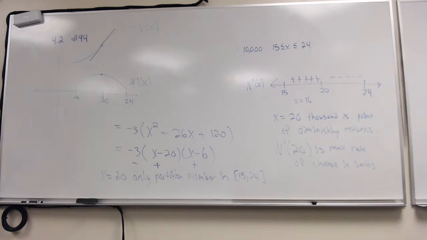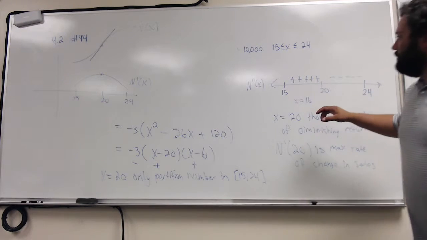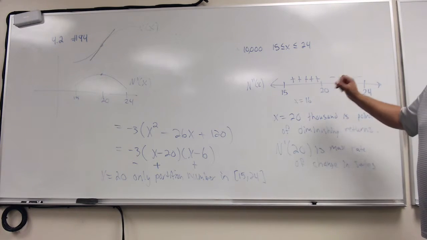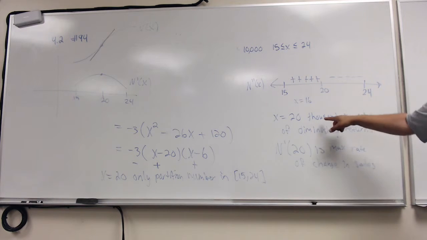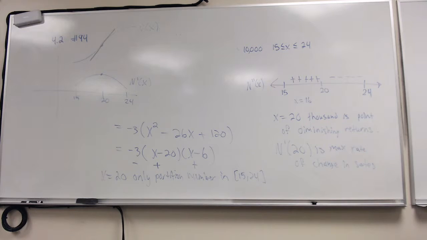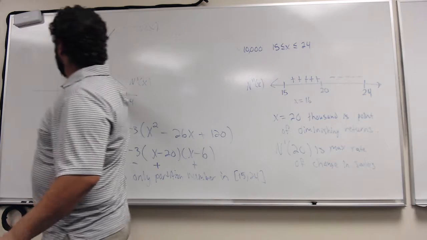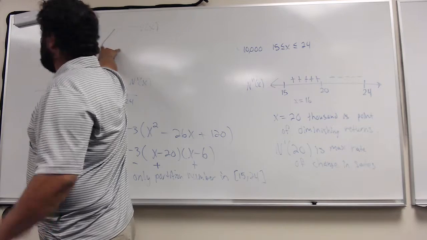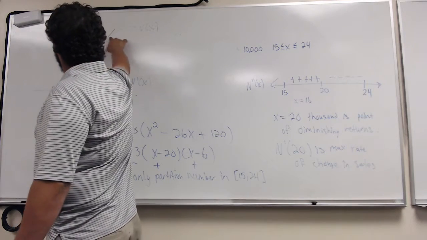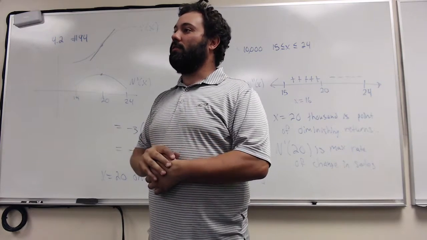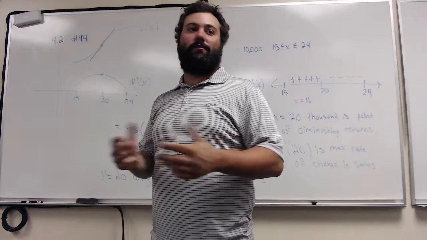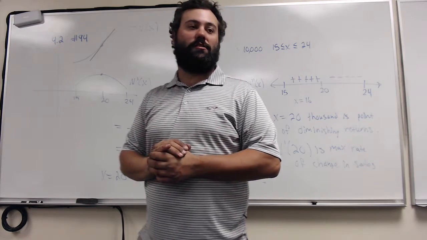Mm-hmm. Okay. Yeah, so since you do a sign chart for the second derivative, this is telling you that the first derivative goes from increasing to decreasing at 20. So 20,000 is the point of diminishing returns. It's just the point at which the rate of change in sales starts decreasing. Right? The rate of change in sales is increasing until you get to this point. That's where the maximum rate of change is. And then after that, the sales might still be going up, but the sales are increasing at a slower rate. So you're just finding the place where you have a maximum rate of change in sales.